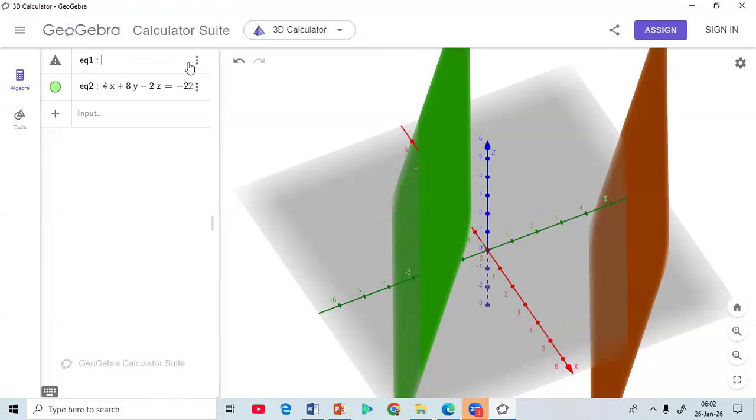So I have my first line as x minus 2 over 3 equals, I want you to visualize how it looks, equals y over -1 equals z minus 1 over 2. Okay, that is my first line.